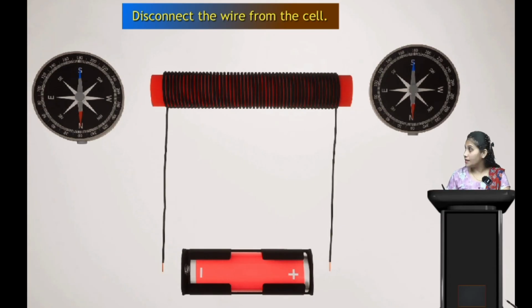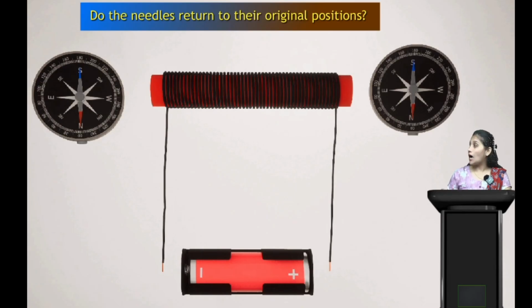Let me play it for you again. When we disconnect the wire from the electric cell, the needle gets back to its original position. You have seen the position the needle was in before; as soon as we disconnect the wire, it gets back to that position. Now, do the needles return to their original positions? Very good. Yes, the needles return to their original positions.